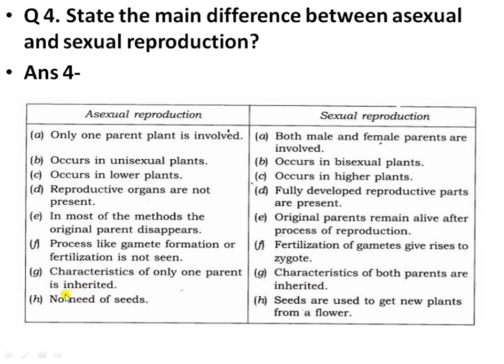Here in asexual reproduction, there is no need of seeds, while in sexual reproduction, seeds are used to get new plants from a flowering plant.